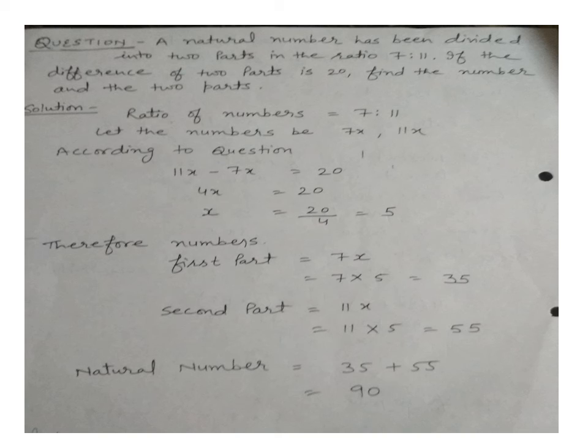Since the ratio of the numbers is 7 ratio 11, we consider the numbers to be 7x and 11x. Now according to the question, their difference is 20, so 11x minus 7x is equal to 20. After solving it, we get the value of x is equal to 5. Therefore, the numbers are 7 multiply 5, that is equal to 35, and 11 multiply 5 is equal to 55. And the required natural number is 35 plus 55, that is equal to 90.